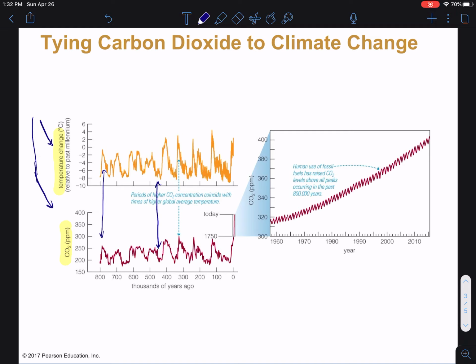We could say that the CO2 and average temps are very well correlated. That is, when one goes up, the other one goes up as well. And one thing I'll point out here is that these graphs are on a very different time scale than the ones we just looked at on the previous slide. That graph only went back about 100 years. This one goes back hundreds of thousands of years.